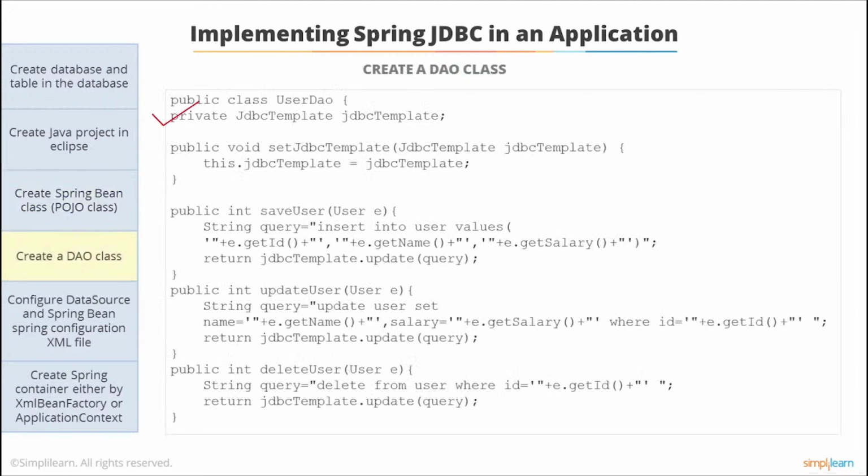We then create a DAO class where we create an object of JdbcTemplate. We set it in the constructor. Then to save the user, to update the user and to delete the user, we actually write string queries and pass them to the jdbcTemplate.update method.